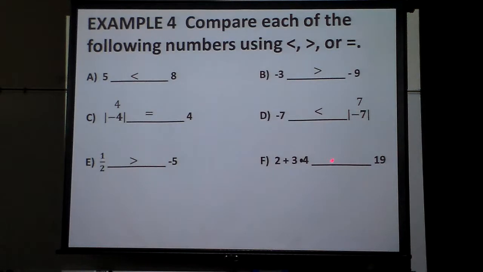Now before I can do this one, I have to do order of operations. Do I do 2 plus 3 first or 3 times 4? Order of operations says you do multiplies before adds. 3 times 4 is 12. 2 plus 12 is 14. And 14 is smaller than 19. Now notice, if you had done this wrong and done 2 plus 3 first and gotten 5, and 5 times 4 is 20, you would have had the sign going the wrong way. Now the sign's going the correct way because 14 is smaller than 19.